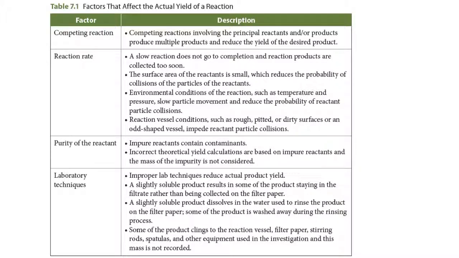Now, if you look on the second page of your handout, you're going to see this list. These are different factors that can affect your yield. I mentioned them earlier, but here's more of a description. I'll encourage you to read through this list: competing reaction, reaction rate, purity of the reactant, laboratory techniques. You can use this as a guide when you're thinking about possible sources of experimental error in your future experiments.